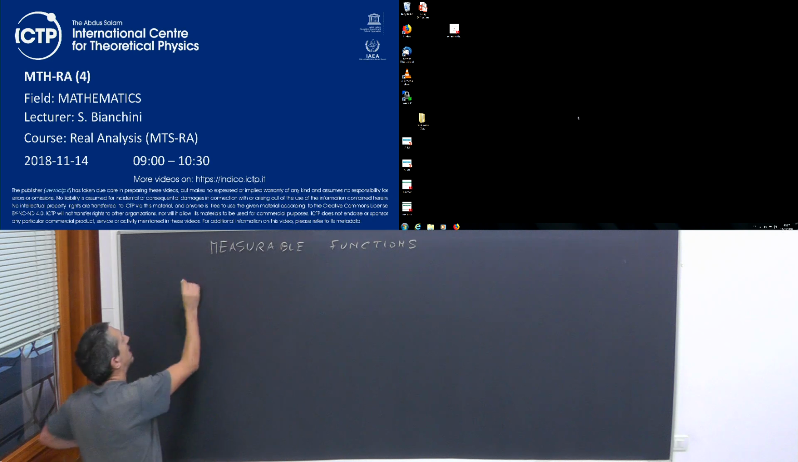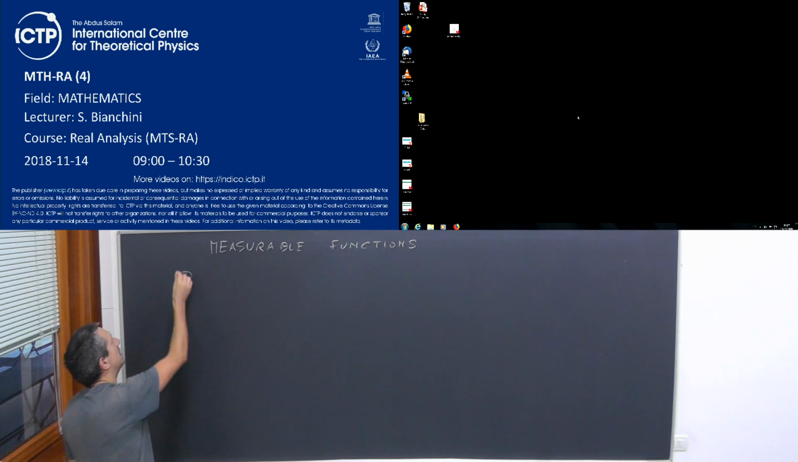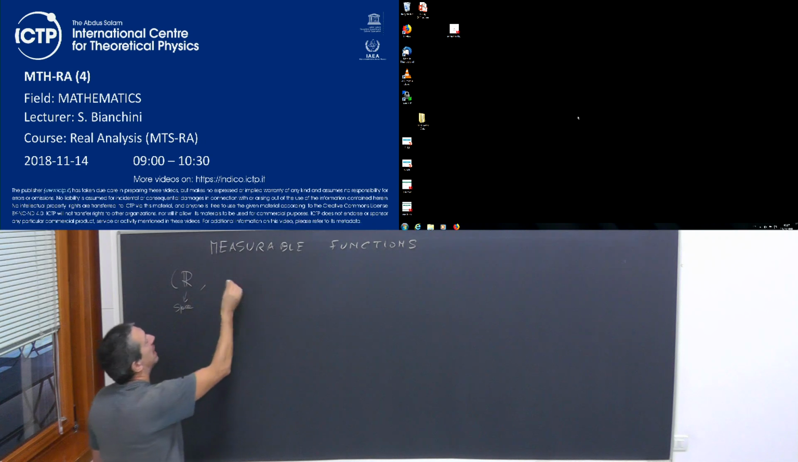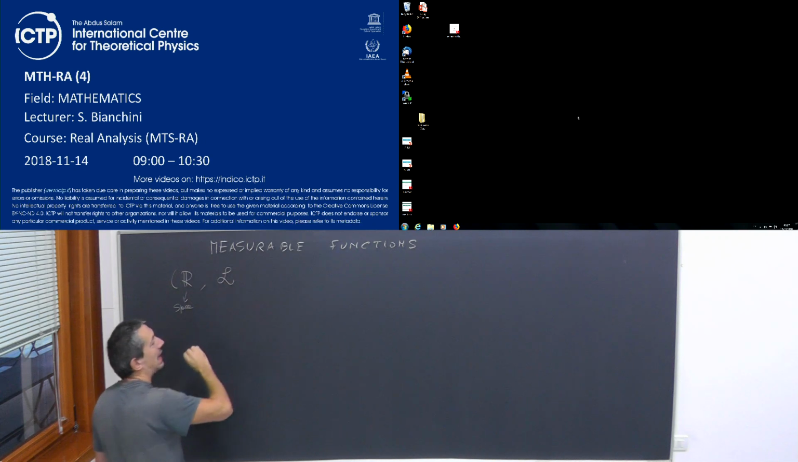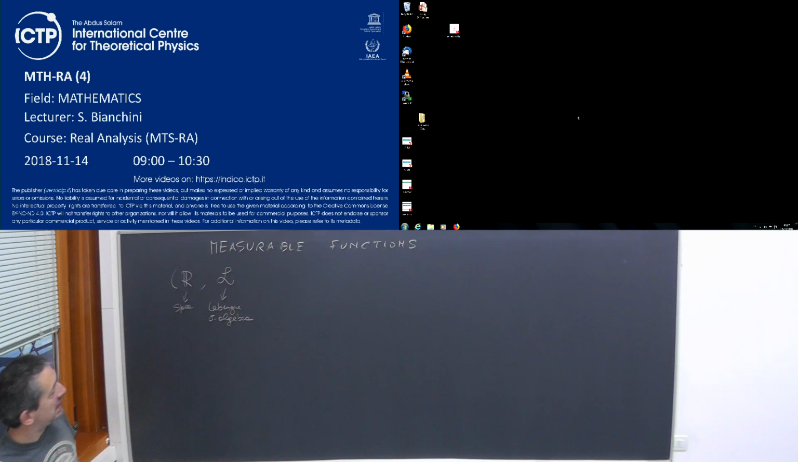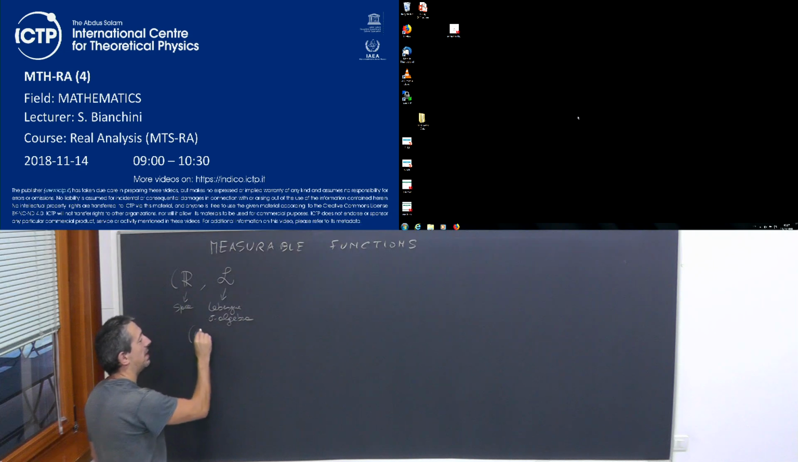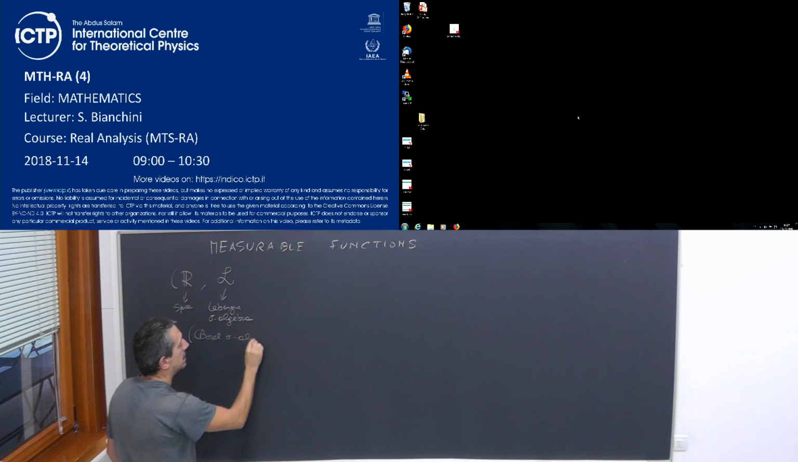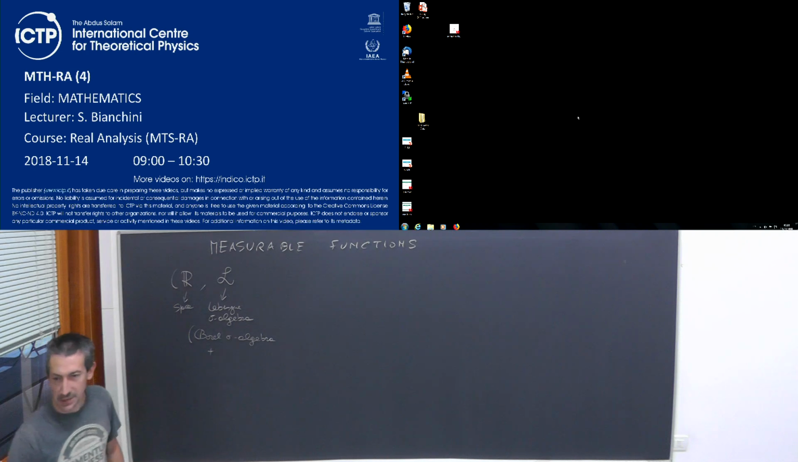So up to now, what we have is a space, which in our case is R, and usually we see this notation. So this is the space. Then we have a sigma algebra, which in our case is L, the Lebesgue sigma algebra, which is easily seen to be the Borel sigma algebra, what we saw, plus the sets with measure 0.